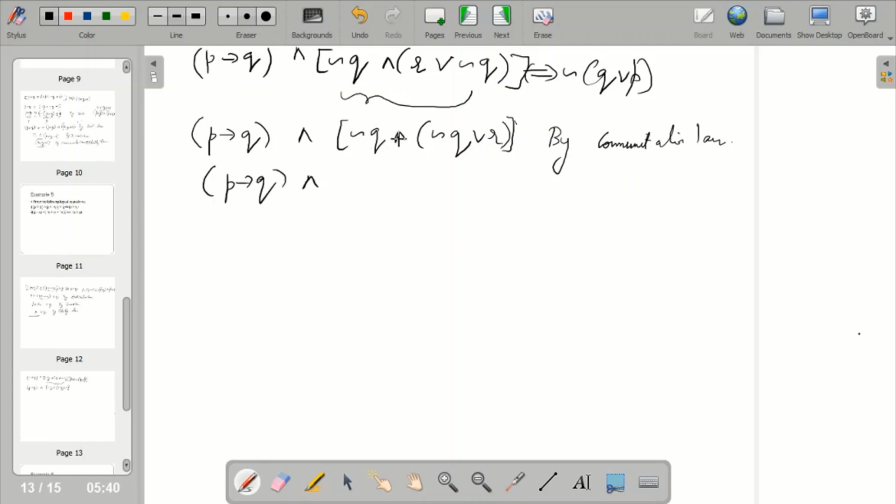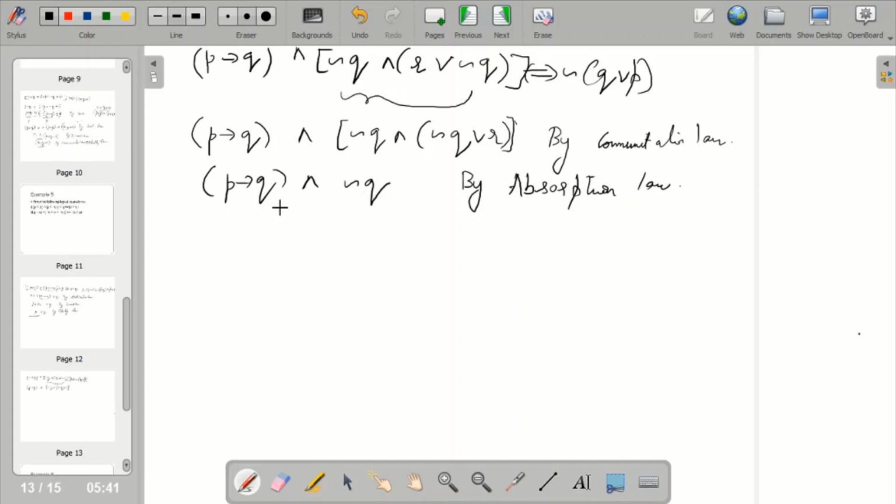Can I solve this further? Negation q and negation q or r. You know what it is. It is again negation q. By which law? By absorption law. By absorption law, p conditional q and negation q.